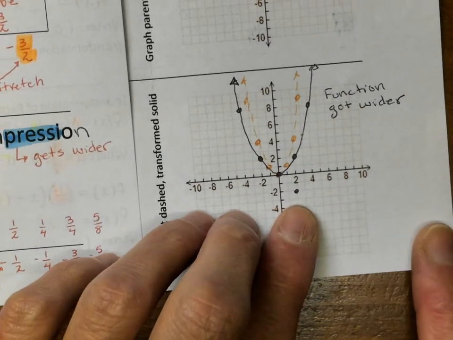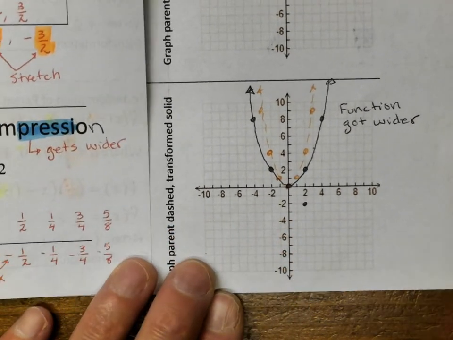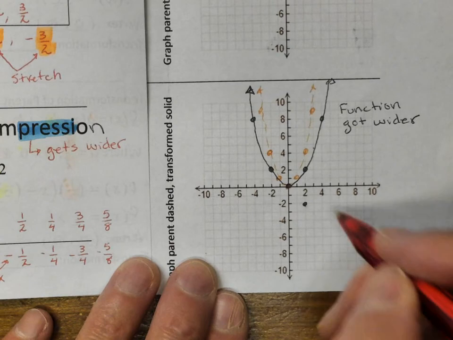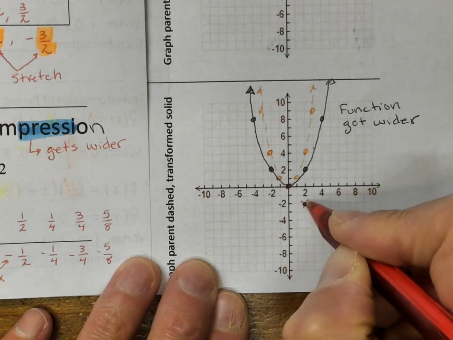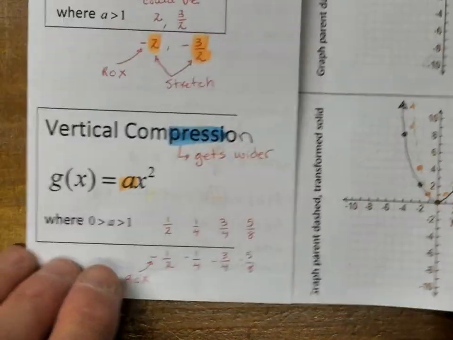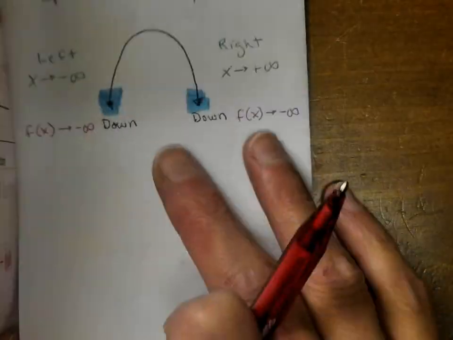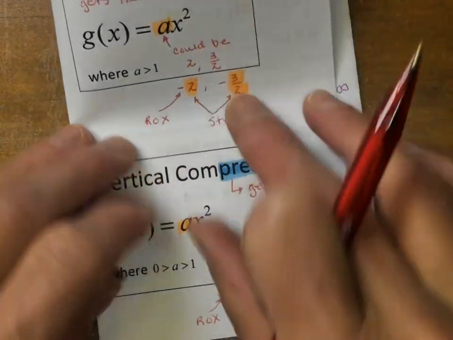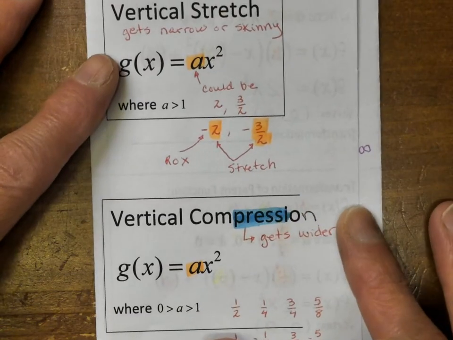And that's what I was thinking here. I got mixed up. So this point does not exist. That's wrong. It was a mistake. Okay, so I'm going to show you some tricky things with vertical stretches and compressions.